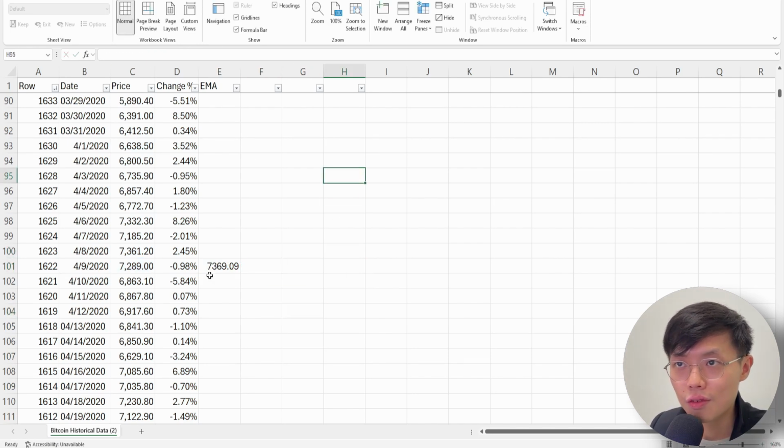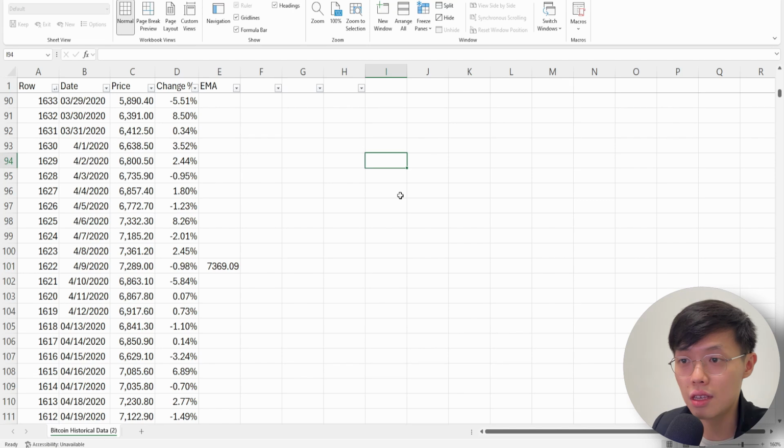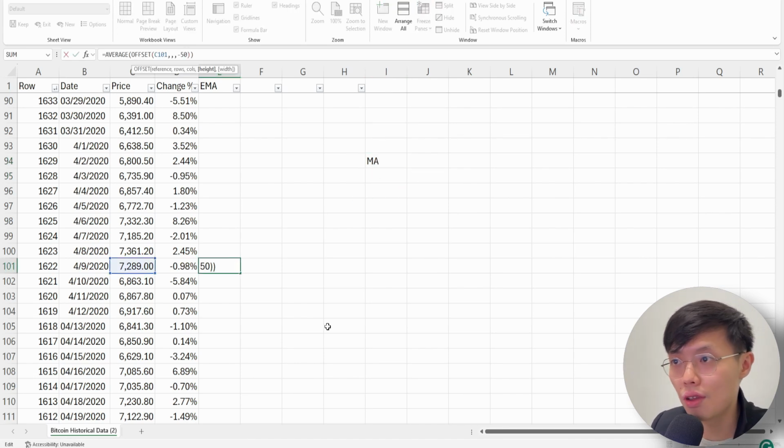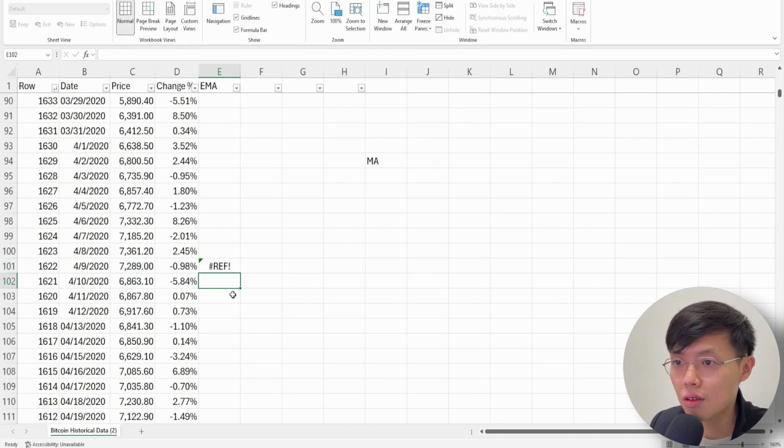Instead of putting 50 here, I want to make it dynamic, because I want to investigate a lot of different EMAs, different lengths of EMA. So I'm going to make it dynamic. Instead of writing 50, I'm going to reference this cell, and press F4 to lock the cell. Right now I have an error because I didn't indicate any value. So I'm going to put 50 here. This is where I have my average.